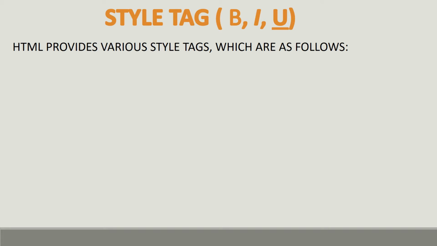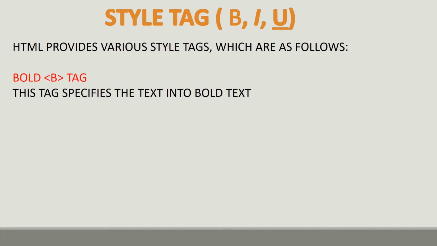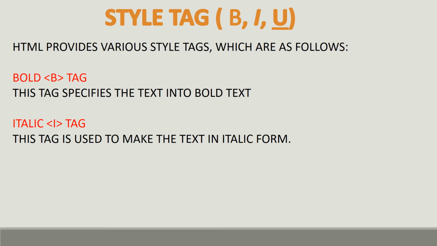Next, we'll come to the style tag. You can see BIU. You must be aware of this B. B stands for bold, I stands for italic, and U stands for underline. So HTML provides various style tags which are as follows. Bold tag, that stands for the B tag. We are using the B tag over here. This tag specifies the text as bold text.